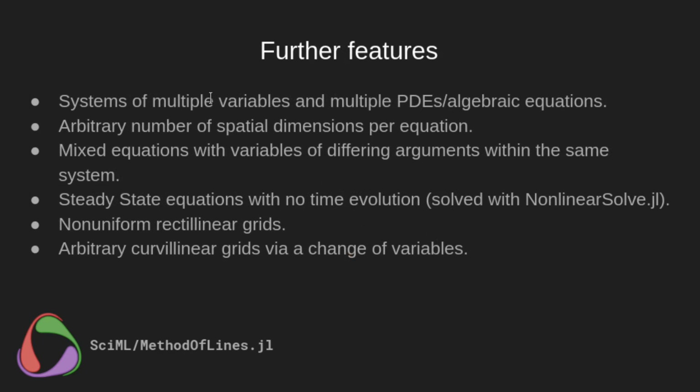Some features which haven't been showcased here are that it's possible to solve systems of multiple variables and multiple PDEs or other equations, that it's possible to have an arbitrary number of spatial dimensions per equation, and it's possible to have equations with differing arguments, that is to say one equation could be a PDE, another could be an ODE, another could be a PDE with a different dimensionality, and it's possible to mix these arguments between equations as well. It's possible to solve steady-state equations with no time dependence. There's support for non-uniform rectilinear grids and arbitrary curvilinear grids via a change of variables.